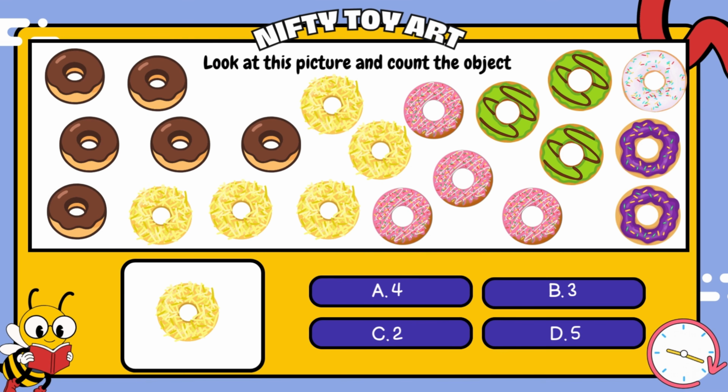Look at this picture and count the object. And now, how much cheese donut in this picture? That's right, 5 cheese donut.